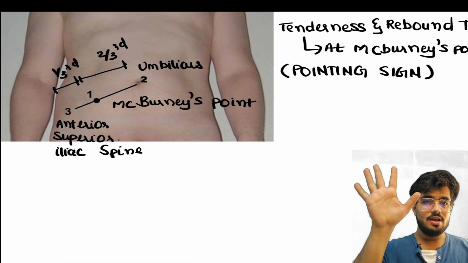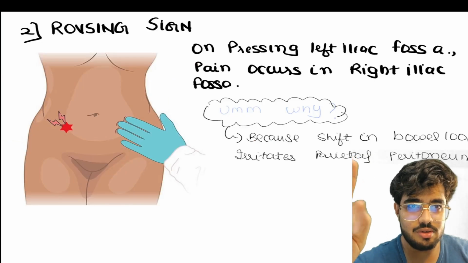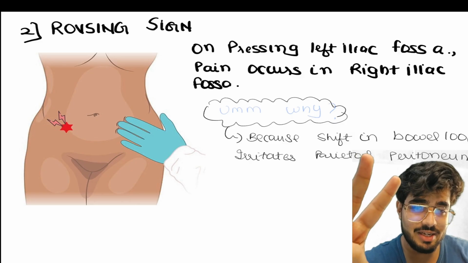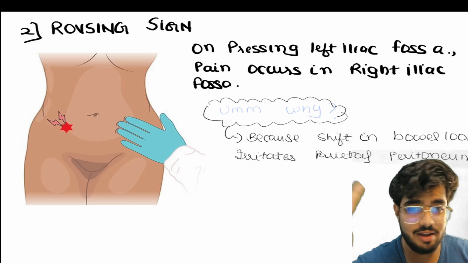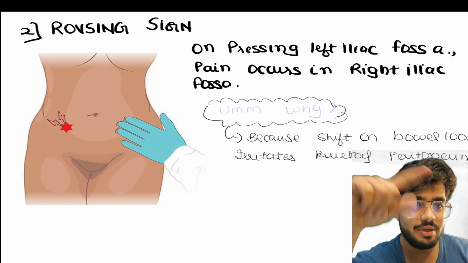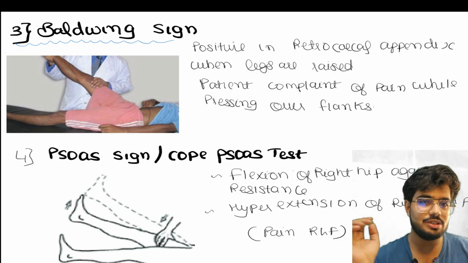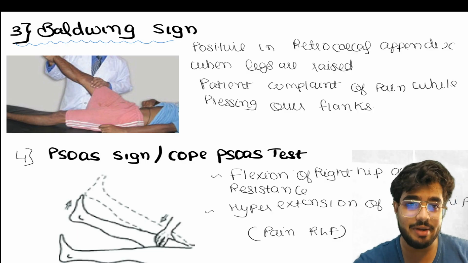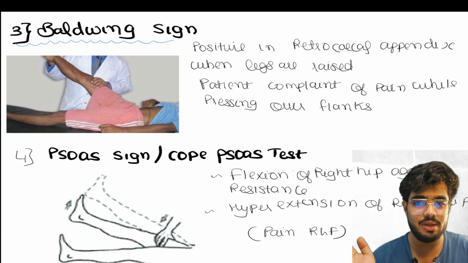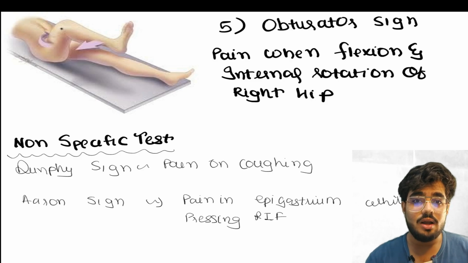Let's recap. First was our pointing sign, McBurney's point. Second was Rovsing's sign, where when we press on the left side, we find pain on the right side, because of the shift of the bowel. Bulbing sign: we raise the leg and press over the flanks, and the patient is going to find the pain. Psoas sign: we are providing resistance. And obturator sign.